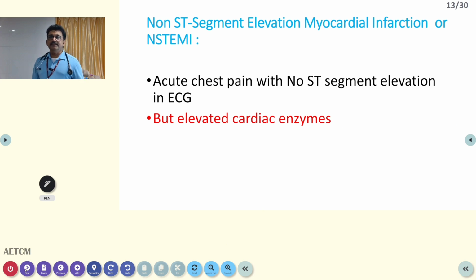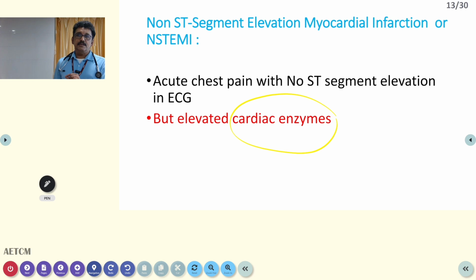Now, non-ST segment elevation means you may get all these changes in ECG, but there is no cardiac enzyme elevation. That is very important. Only if cardiac enzymes are elevated, we can make a diagnosis of myocardial infarction, whether you have ST segment elevation in ECG or ST segment depression in ECG, or you have very tall T wave, or you have very deepened T waves. If cardiac enzymes are elevated, then it is myocardial infarction.